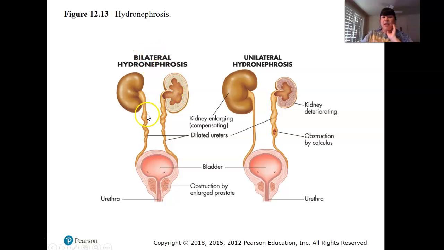Bilateral, both kidneys are having problems. Unilateral, one kidney's having problems. And if one kidney's having problems, the other kidney, it says, is enlarged, it's compensating, doing the job. It says obstruction by calculus, so a stone can damage the kidney, or here, the prostate.